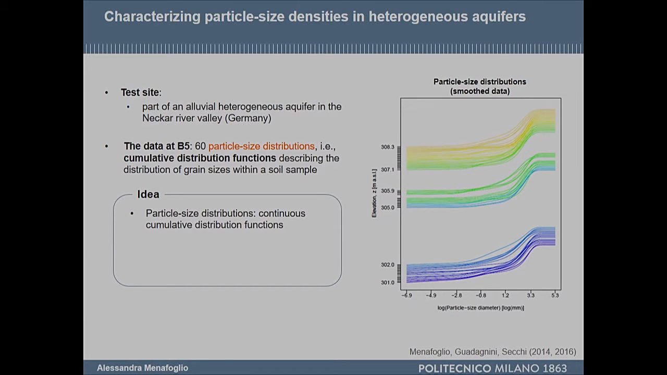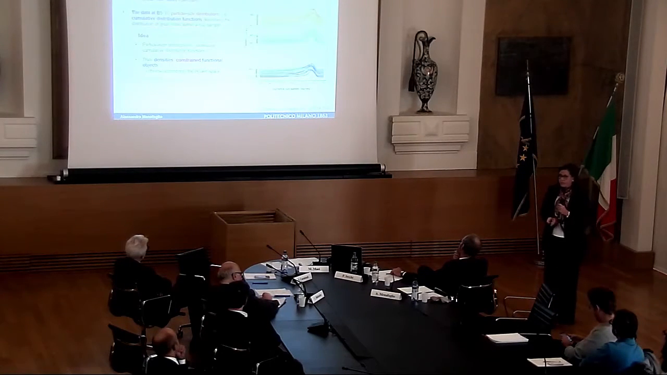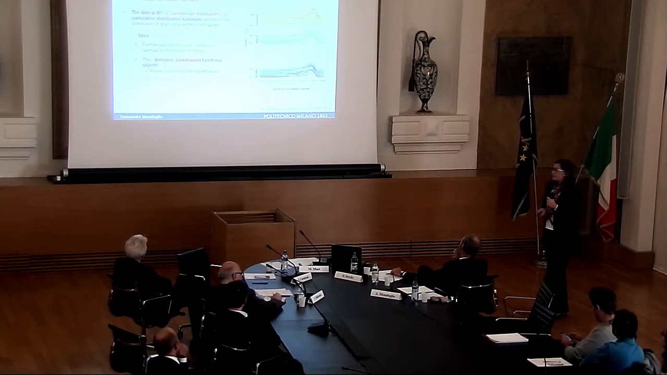Now, our idea was, okay, so these, in fact, are some kind of observation from a cumulative distribution function that we assume to be continuous. So we first smoothed the data, and then we focused on their densities, that are a peculiar kind of constrained functional data. And so the idea was to choose, accordingly, the Hilbert space embedding for our data.